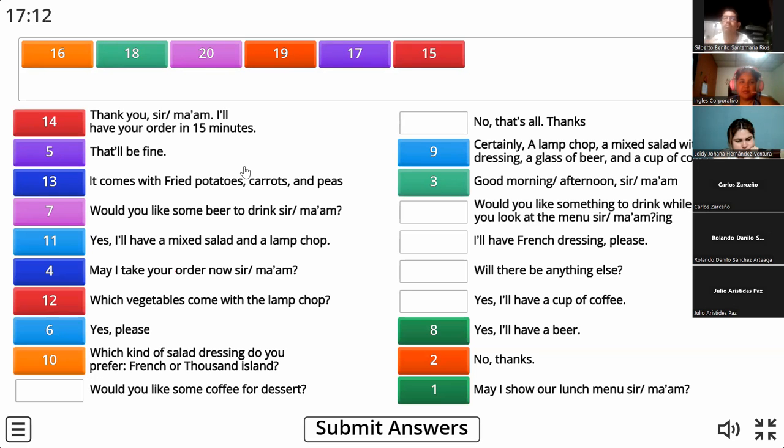Okay. Number 15, Rodrigo. I think, would you like something to drink while you look? No. I think can be, will be, will there be anything else? Will there be anything else? Okay. Thank you. 16, Daniela.